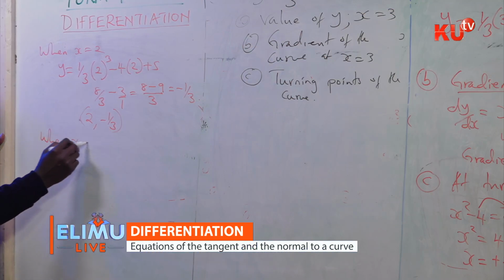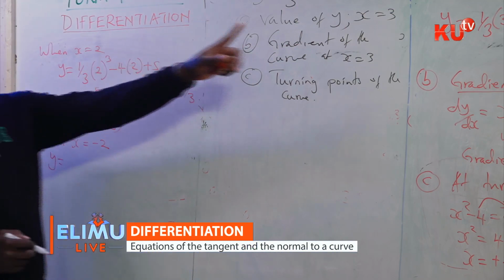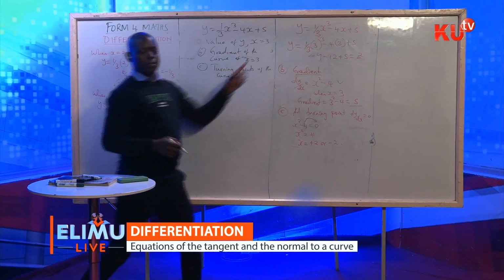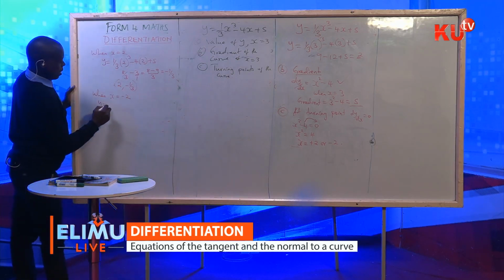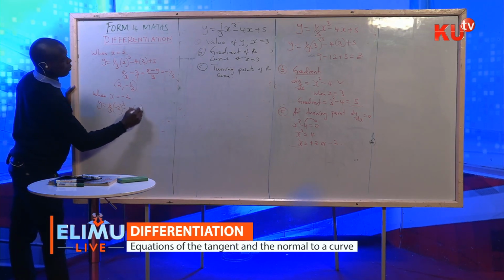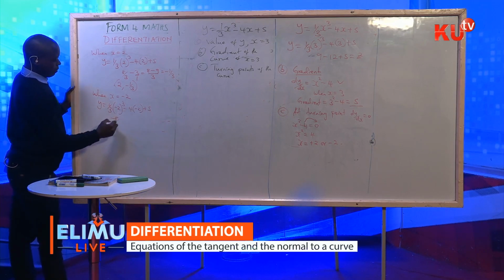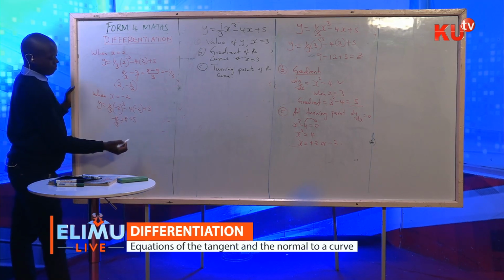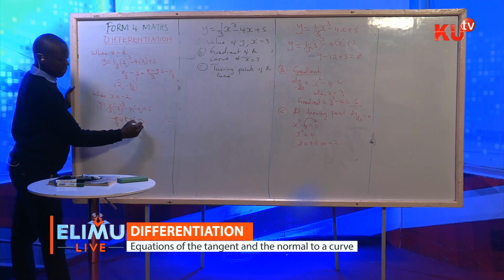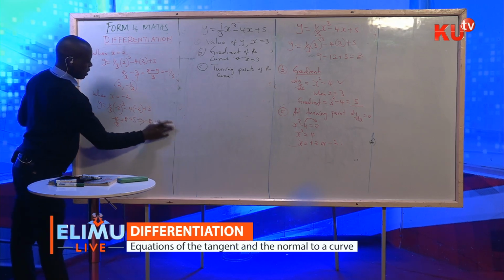Again, when x is now negative 2, what is y, students? Replace in the function for y. So y will be a third into negative 2 cubed minus 4 into negative 2 plus 5. So this is negative 8 over 3 plus 8 plus 5. What is this, students? Negative 8 over 3 plus 13.